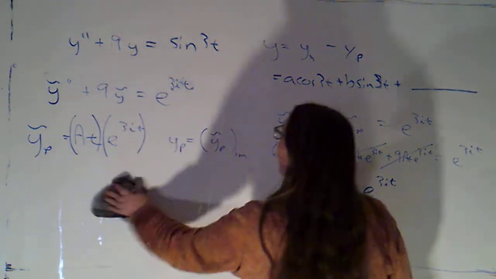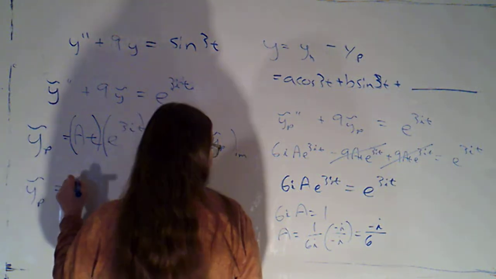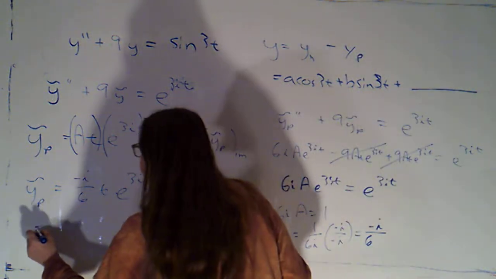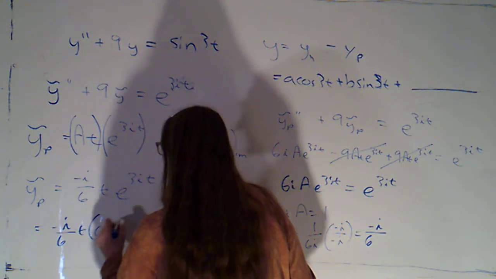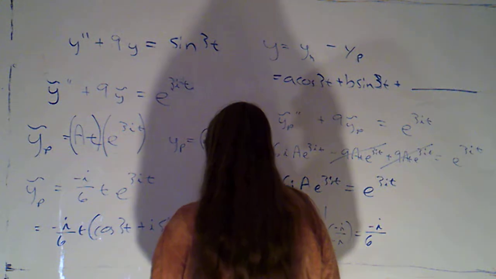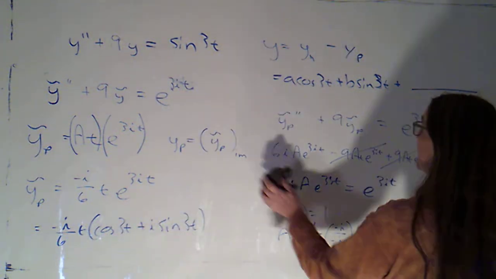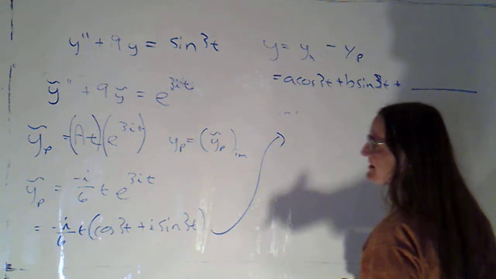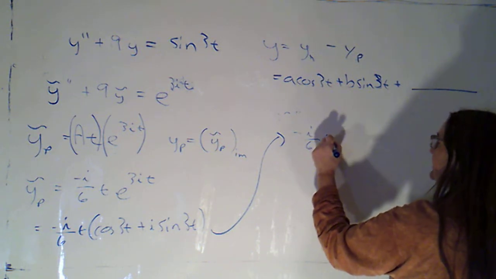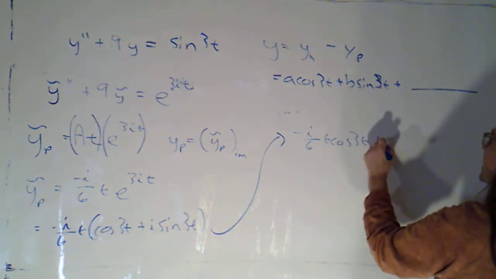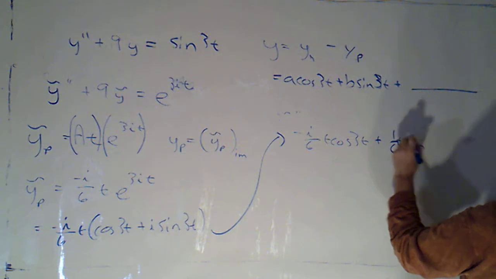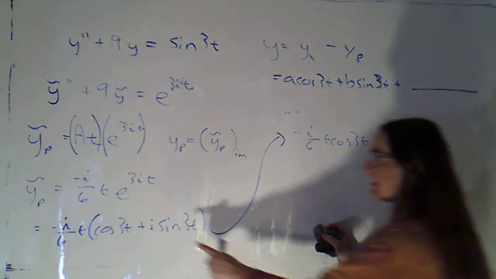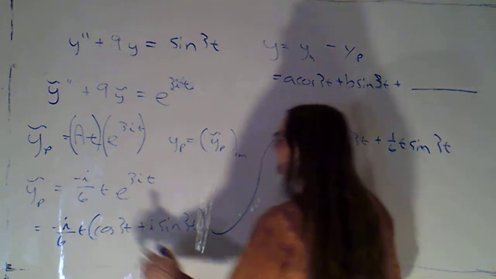Okay, so now I know that y_p tilde is negative i over 6 t e to the 3it. So that is negative i over 6 t times cosine 3t plus i sine 3t. Now, since I'm multiplying by an imaginary number here, that's going to change which parts are real and which parts are imaginary. So notice I'm going to get negative i over 6 t cosine of 3t plus 1 over 6 t sine of 3t. i times negative i gives me positive 1 over the 6.